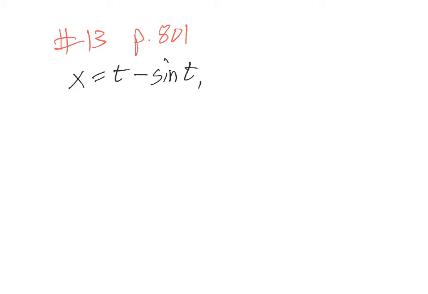And here's another problem. This is number 13, page 801. So they give us the curve, x equals t minus sine t, and y equals 1 minus cosine t.